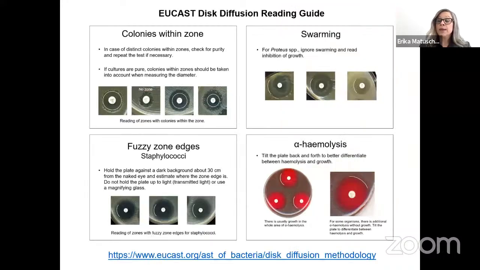We have a reading guide with many different examples on how to read zones. It contains both the general reading instructions and also some guidance on what you should do when you have fuzzy zonages. Not looking too close, not using a magnifying glass, for example, but it also contains examples with what to do when you have colonies within the zone, swarming, etc. We also know that it might be difficult to differentiate between growth and hemolysis for hemolytic organisms. And there we recommend that you tilt the plate back and forth to see if there is growth in the area where you have hemolysis.